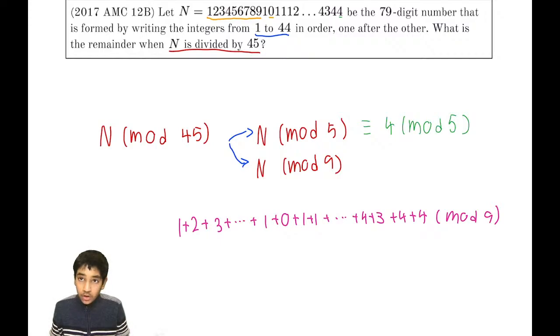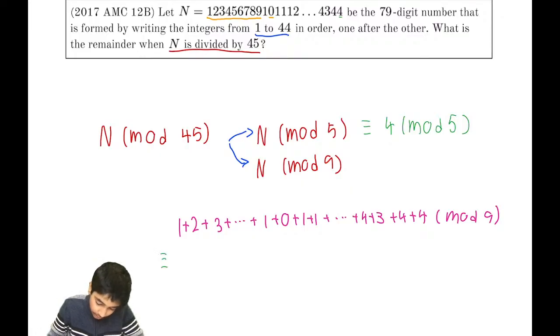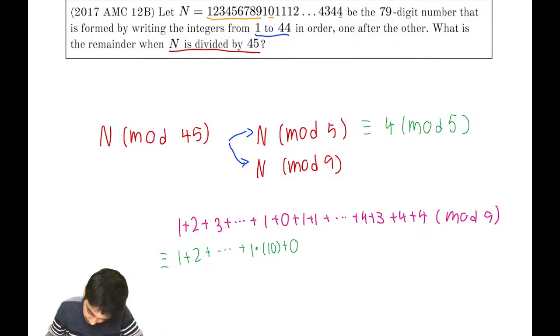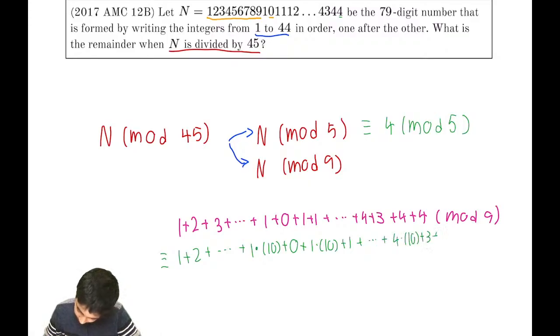So what we can do instead of just adding the digits up is we can say that this is going to be congruent to 1 plus 2 plus ... plus 10, or 1 times 10 plus 0, plus 1 times 10 plus 1, plus ... plus 4 times 10 plus 3, plus 4 times 10 plus 4, mod 9.